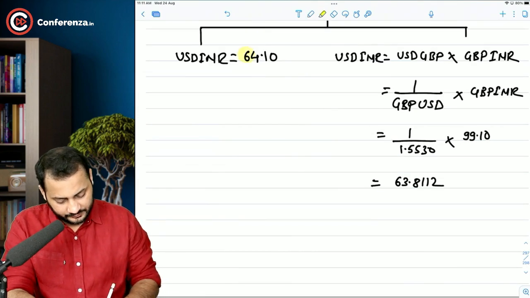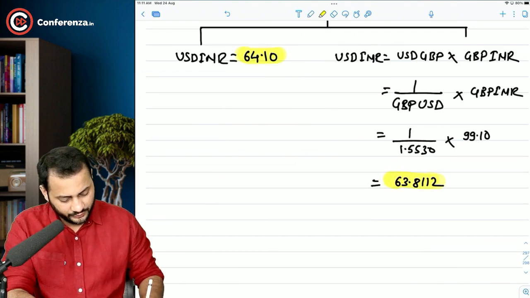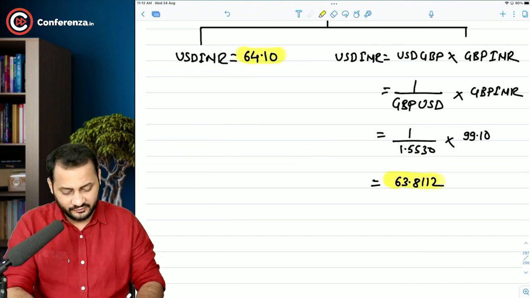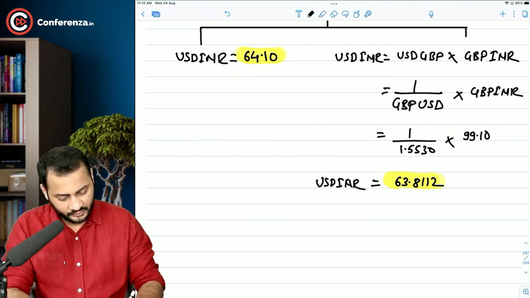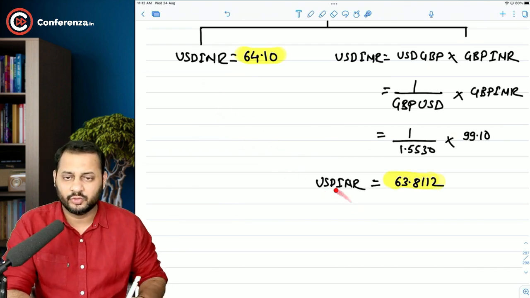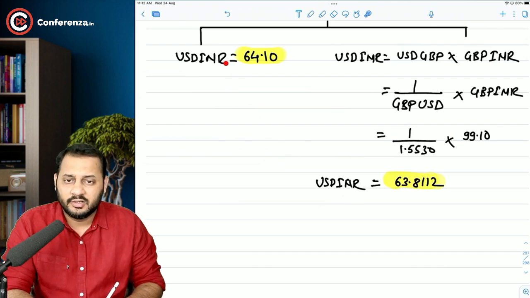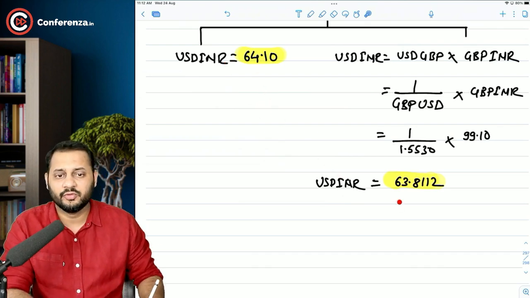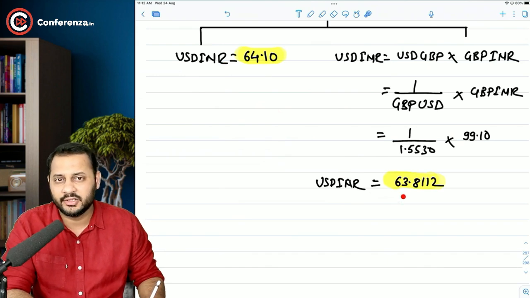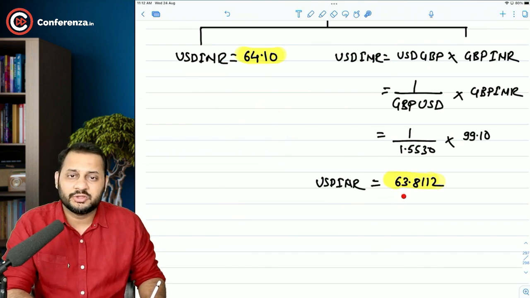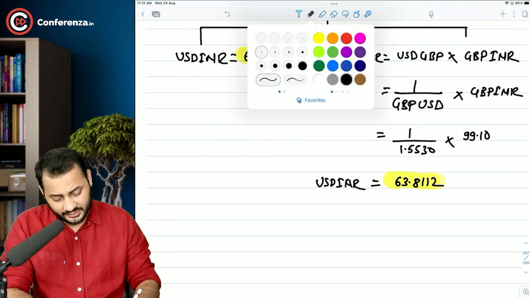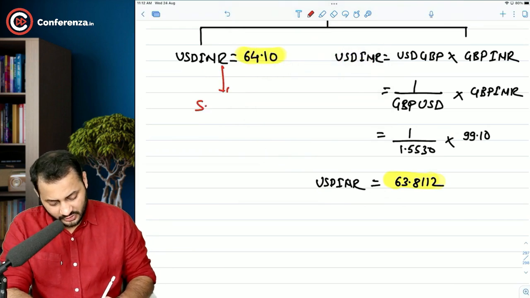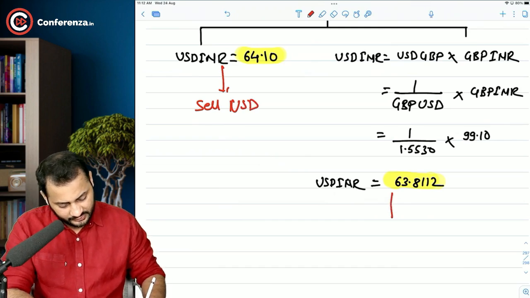Now understand that you have dollars with you, right? And the dollar itself is the base currency in both the quotes. If you go directly, then it will cost you 64.10. If you go through this cross market, it will cost you 63.8112. So tell me, in which market should you buy dollar and in which should you sell dollar? In this market, you should sell dollar because the rates are high. And in this market, you should buy dollars.